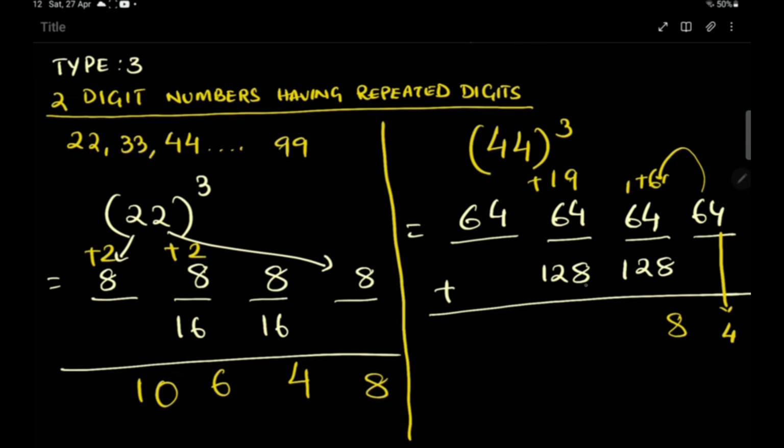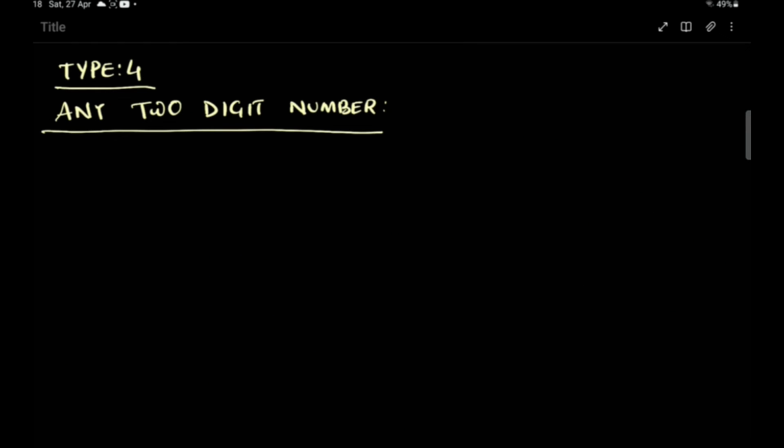13 plus 8 is 21. Only one digit we can write here. 2 will be carry forward. Then 2 plus 1, 3. 3 plus 6, 9. 9 plus 2, 11. And 1 will carry forward here and it will become 21. Then we can write 21 here. This is 4 plus 1 is 5. 6 plus 2 is 8. Hence the answer is 85184. Here we will discuss the trick to find the cube of any kind of 2-digit numbers.